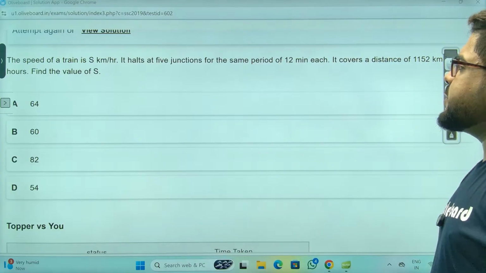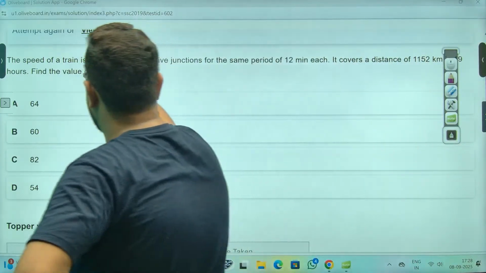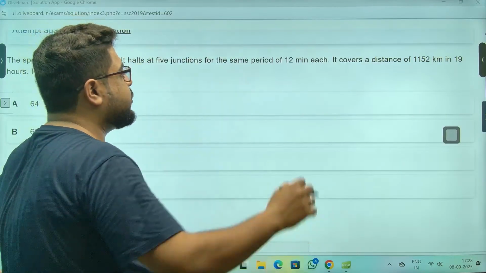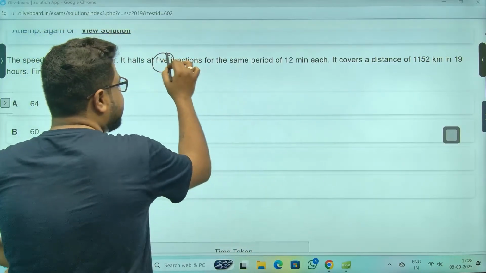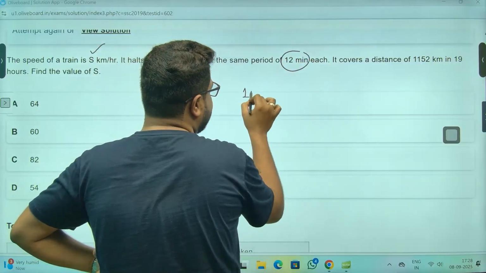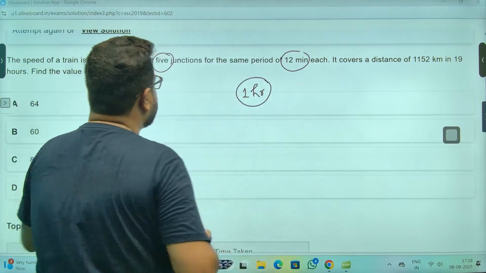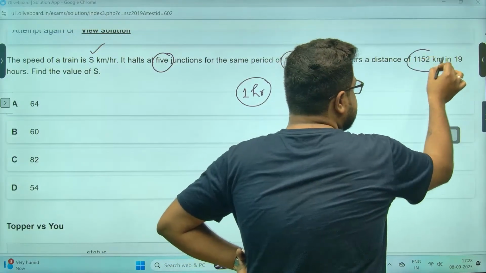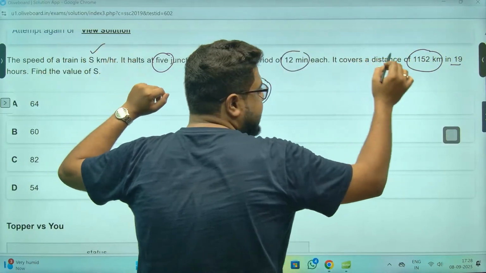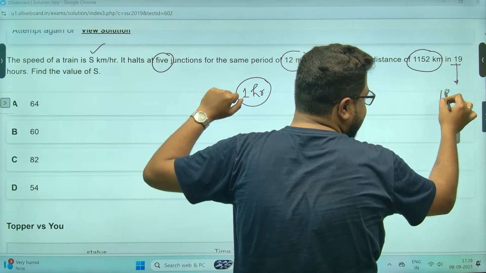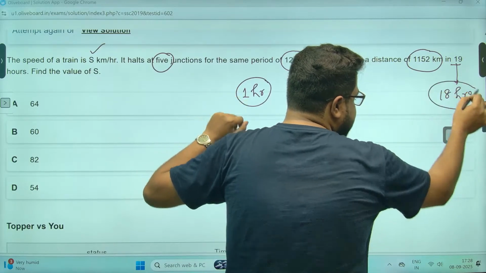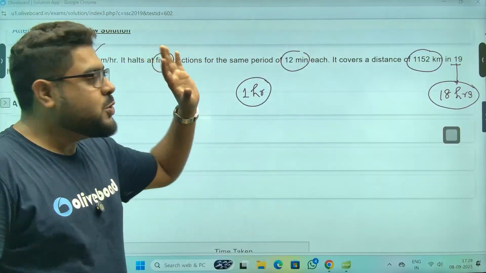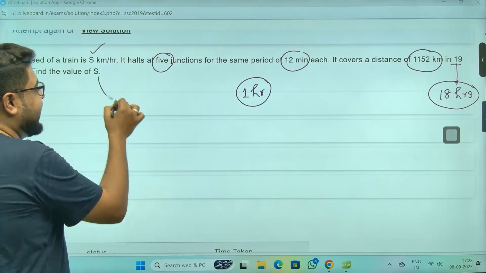Next one. The speed of a train is given. It halts at 5 junctions for the same period of 12 minutes each. So total 5 halts of 12 minutes, meaning total 1 hour, because 5 times 12 is 60. It covers this much distance in 19 hours. No, it covers this much distance in 18 hours actually. Why? Because out of 19, it is stationary for 1 hour.